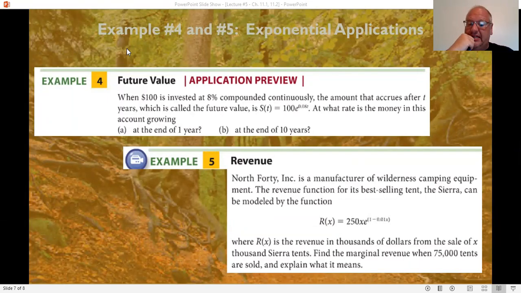Now, there is a curveball in here. Notice that we have x in terms of 1,000 tents. X thousand, well, if we have 75,000, then we need to find R prime of 75. That is our end game, is to find R prime of 75. Let me jot that down. That's our idea, trying to find R prime of 75.